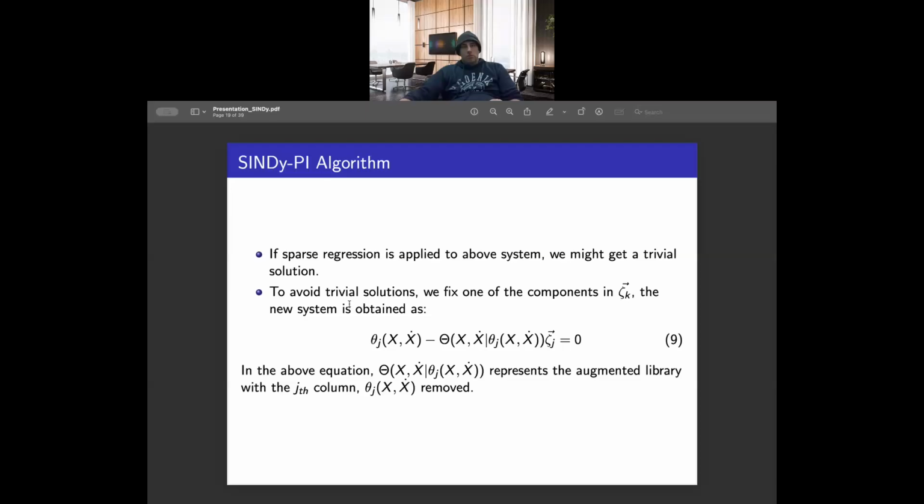Now, what you can see here is that in that augmented library we can have different numbers of these columns, and we are not sure where this x dot is present. So that's why we have this SINDy-PI, parallel and implicit. We try to solve by removing the first column and then solving that system. Then for the second column, we have a different system and solve that one. So that's why we call it parallel and implicit.